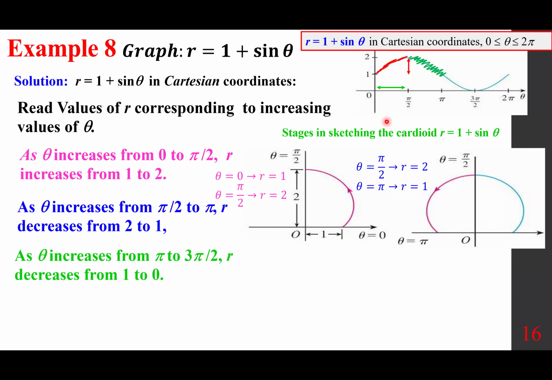Next, as theta increases from pi to 3 pi over 2, r decreases from 1 to 0. We are talking about this part, everybody. In this case, we move from pi to 3 pi over 2, and r, which has the largest value of 1, gets the smallest value of 0. So when theta is pi, r equals 1. When theta is 3 pi over 2, r is 0. So this portion comes to 0.